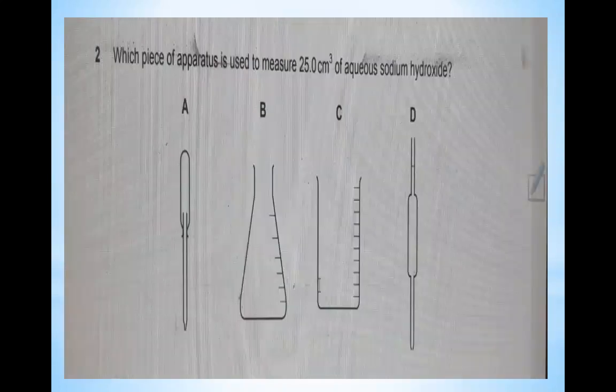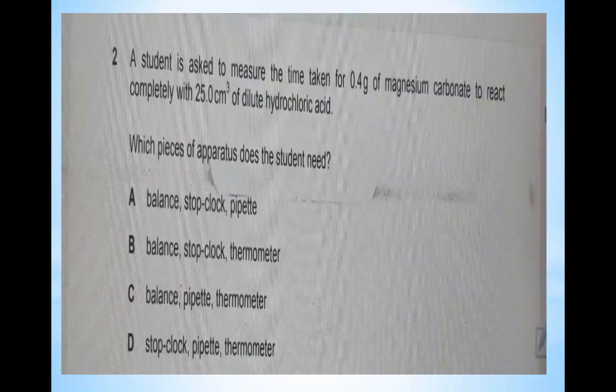Now, which piece of apparatus is used to measure 25 centimeter cube of aqueous sodium hydroxide? What do you think? Pipette, burette, beaker, cylinder? I think it is pipette, right? What do you think about it?